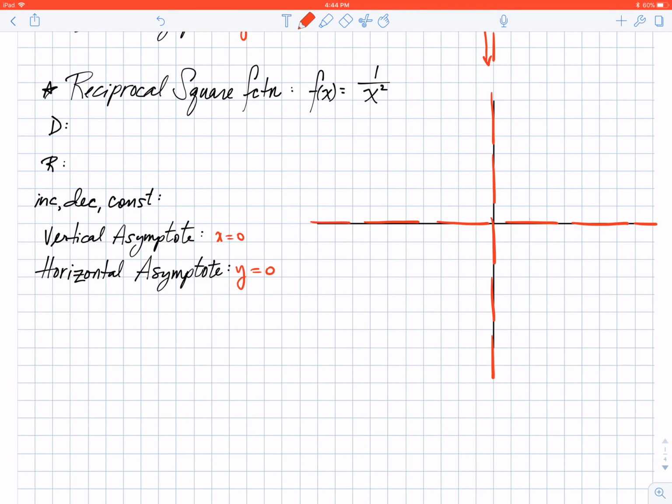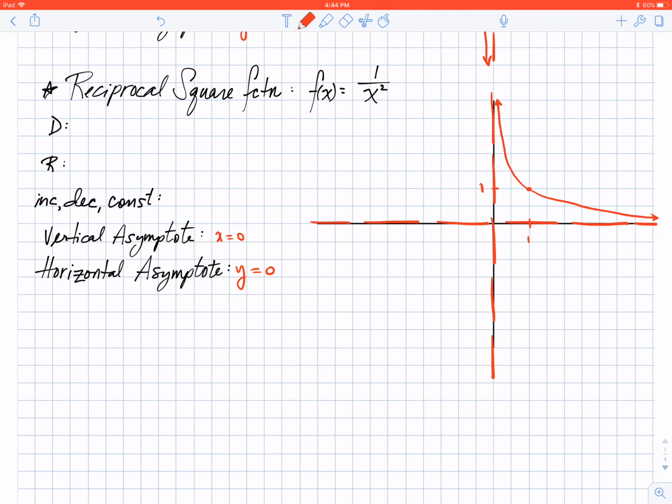If I plug in important points, of course I cannot plug in 0, but I can plug in 1. So 1 divided by 1 squared, well, we know 1 squared is 1, so 1 divided by 1 is still 1, 1. And quite frankly, in that first quadrant, my graph looks exactly the same for the reciprocal square parent as it did for the reciprocal parent.